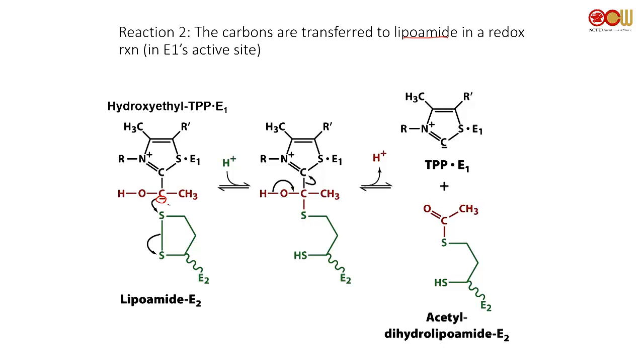It's going to do a nucleophilic attack. So what it can do is attack the sulfur. One of the electrons on the disulfide bond can go onto the other sulfur. So you generate this thiol, and then you have this tetrahedral intermediate.